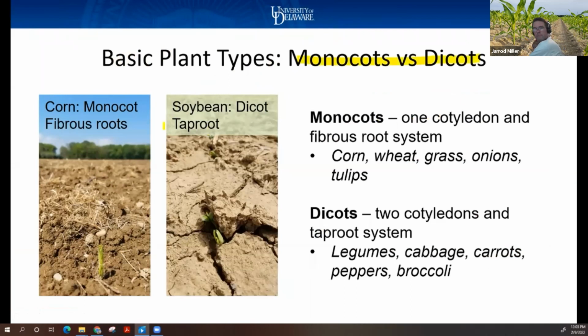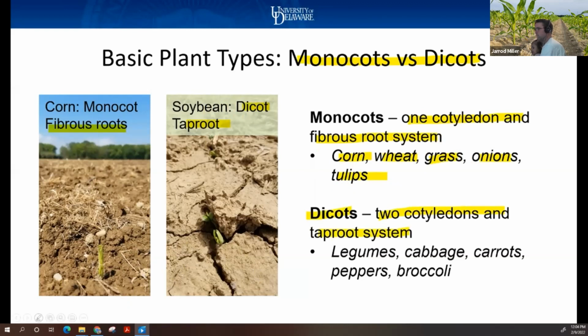Monocots versus dicots, because we plant both of these. And corn's a monocot. It has fibrous roots, and it doesn't have these two cotyledons on it like soybeans do. They're a dicot and they have a taproot. So monocots have one cotyledon and a fibrous root system. So corn, wheat, grass, onions, tulips. And then dicots have two cotyledons and a taproot system.